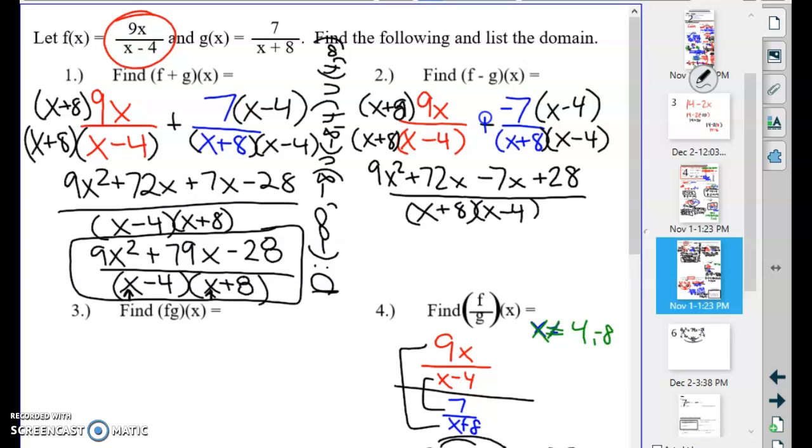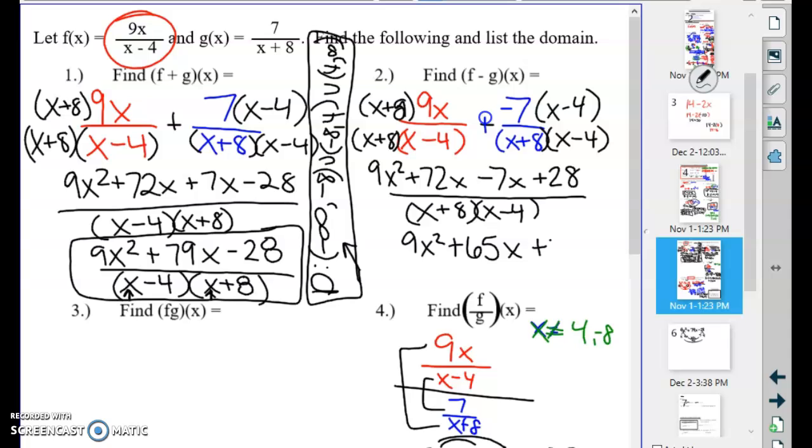So do you see that this one right here is going to have the same domain? So this domain that I wrote right here is really going to work for both of these questions that it lies in between. So that's all well and good. But now when I combine my like terms, I get 9x squared plus 65x plus 28, and that's all over x plus 8 and x minus 4.